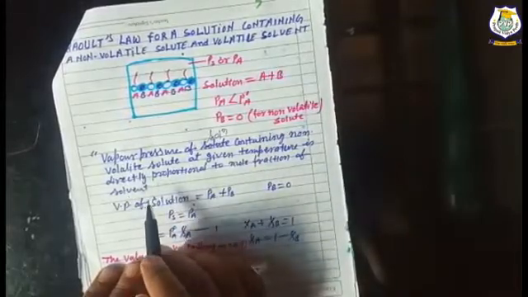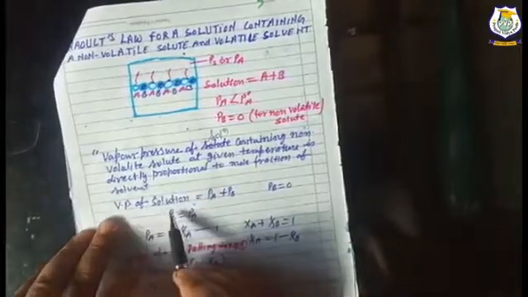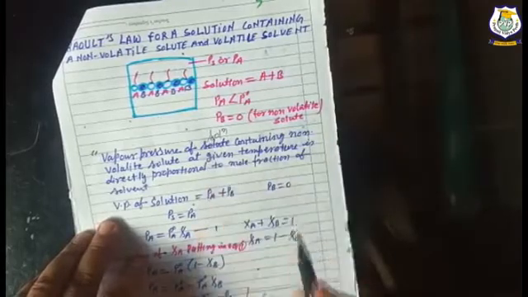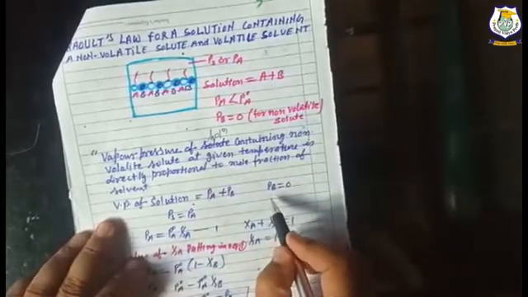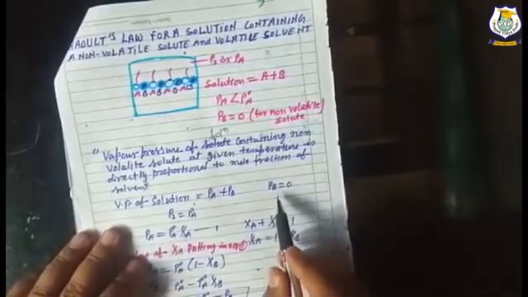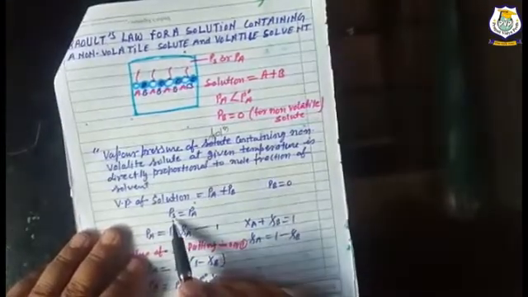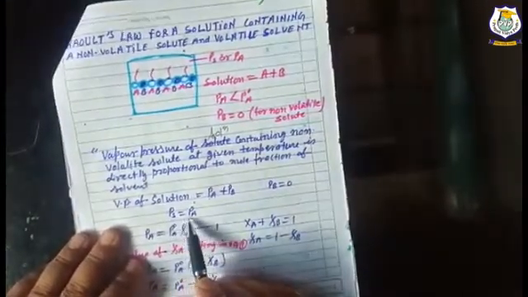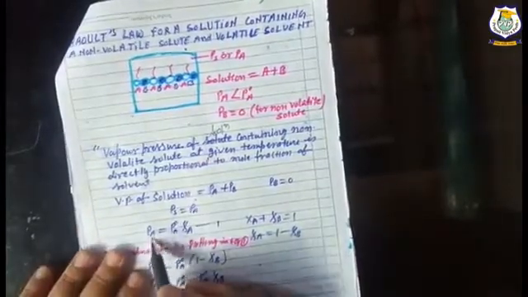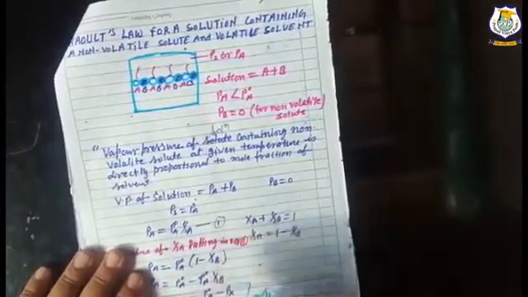It depends only on the mole fraction of the solvent. The vapor pressure of the solution equals PA plus PB. In that case, the value of PB equals 0 because B is a solid which does not convert into vapor on heating. Therefore, the vapor pressure of the solution is equal to the partial vapor pressure of component A. It is written as PA equals P naught A XA. This is equation number first.